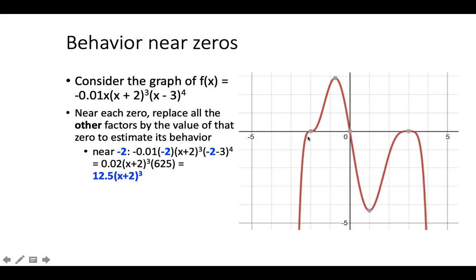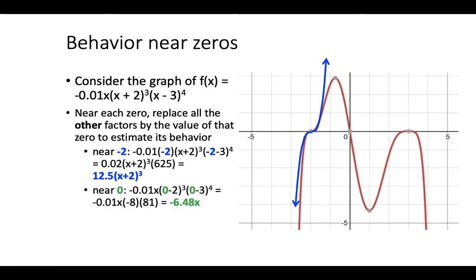And notice this is actually a cubic function. This is minus 2. This one is minus 2. And here, it is a cubic function. You remember, you know the graph of x cubed. This is the x cubed graph. So near x equals minus 2, the graph will be like this.